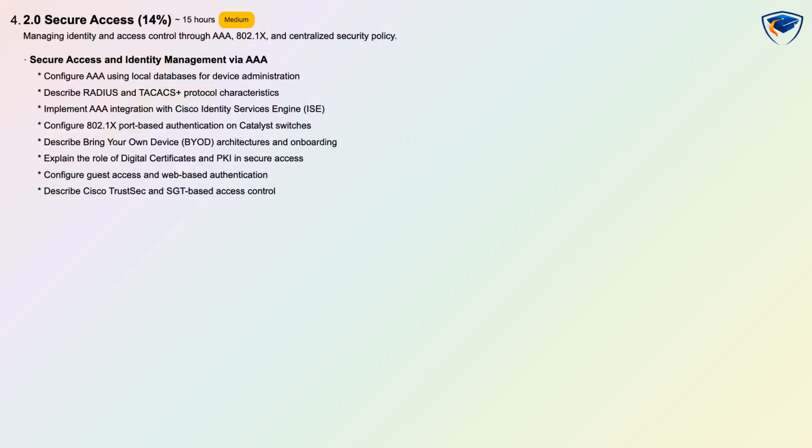Other key topics include configuring 802.1x port-based authentication on Catalyst switches, describing Bring Your Own Device, BYOD architectures and onboarding, and explaining the role of digital certificates and PKI in secure access. Additionally, this domain covers configuring guest access and web-based authentication, and describing Cisco TrustSec and SGT-based access control.